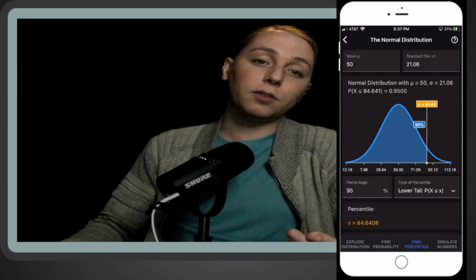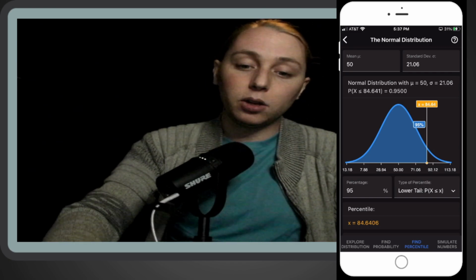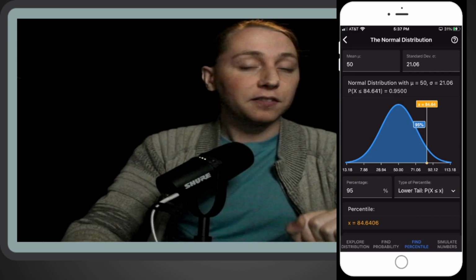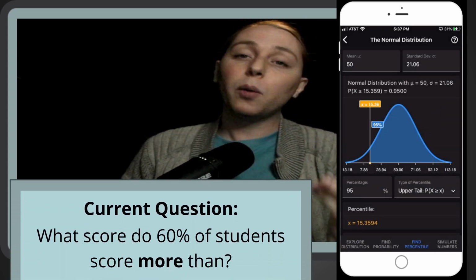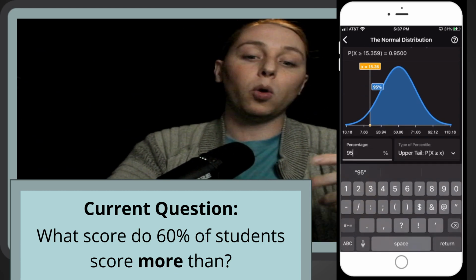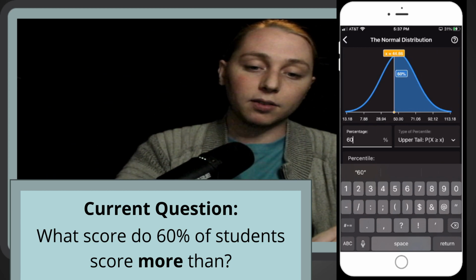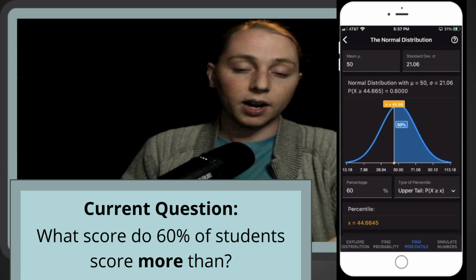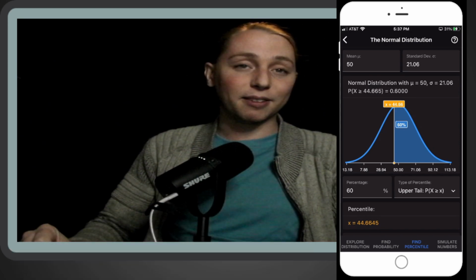On the other end, we may want to know, what score do 60% of students score more than? When we're talking about more than, we're going to change our type of probability from lower tail to upper tail, because we said more than. In our lower tail circumstance, we use the words less than. So 60% of students score more than this score, with that score being 44.66. And I'm glad 60% of students score better than that, because that's quite low.